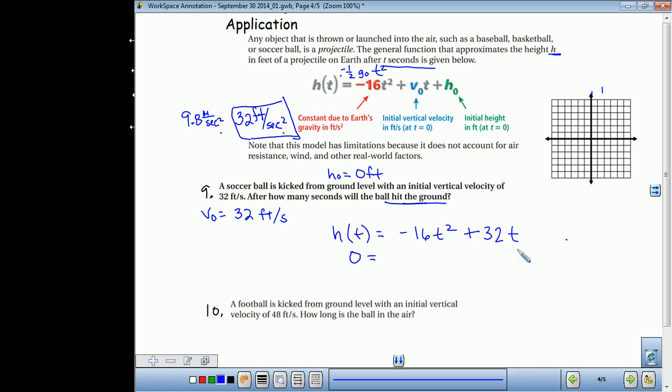Can we solve this by factoring? Yeah, what's the GCF? 16. Negative 16t. And when we factor that out, what are we left with? T minus 2. So what are my zeros? 0 and 2. That means the object had a height of 0 at 0 and at 2. And what is my vertical stretch compression? Negative 16, which means it's opening down.